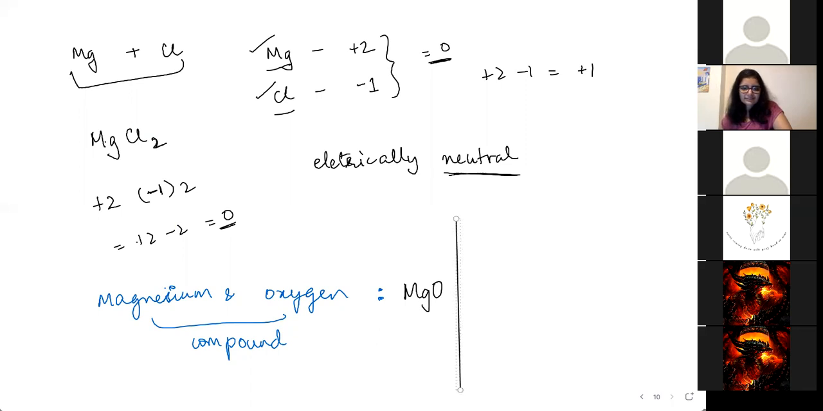Next is sodium and oxygen. If I make a compound between sodium and oxygen, what am I going to get?